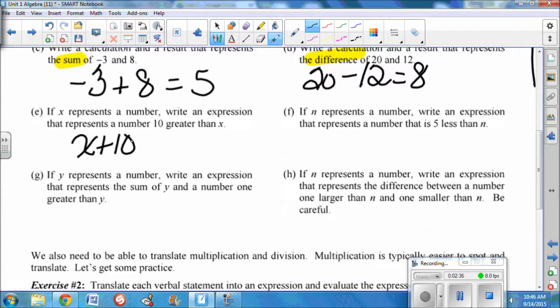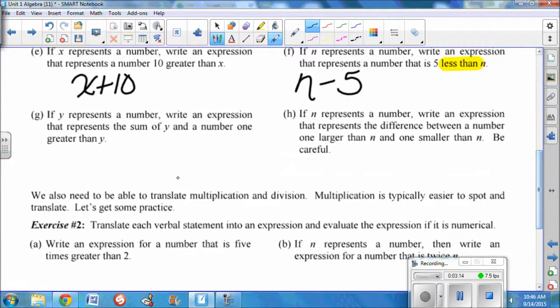If n represents a number, write an expression that represents a number that is 5 less than n. Now we've got to be careful here, being that it's less than. It doesn't say is less than, it just says less than. So that's got to be n minus 5. When it says 5 less than a number, you have to think that it's subtraction. The order switches. Because if n were, say, 12, and we want to represent a number 5 less than 12, we'd have to say 12 minus 5, which would be 7. So with less than, you end up changing the order.